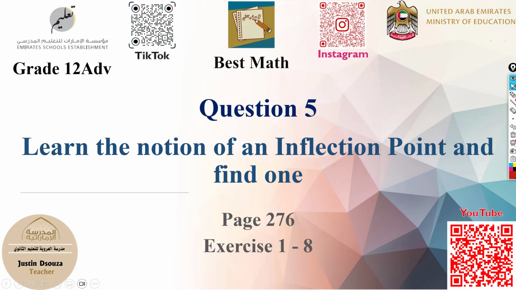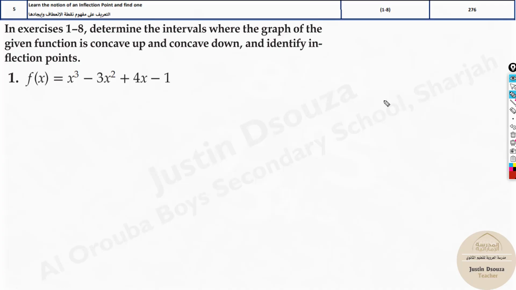Question 5 is to find the inflection points in the given equations. This can be done by double derivative. Here we have an equation. All you need to do is double derivative. You should start with the single derivative, f dash, then you can go to double. This is f prime basically.